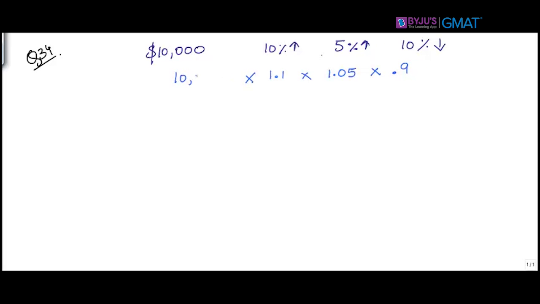Multiply with the original price, and if you solve this, you will end up getting $10,395, which is option B.